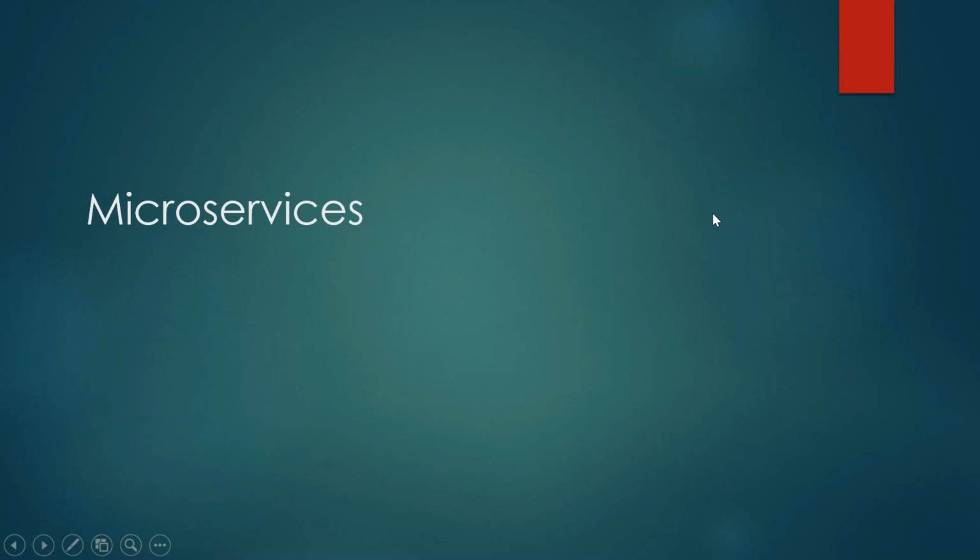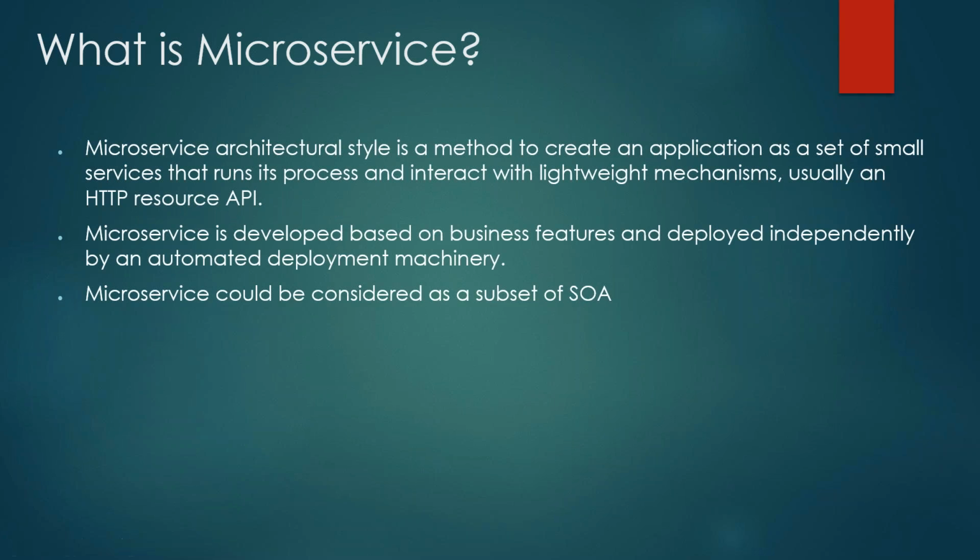And again, the definition is not given by me. It's something which I have taken from different books. Microservice architecture style is a method to create an application as a set of small services. Remember that it's an application architecture. It's not a service. You are not going to define a get customer service as a microservice and put customer as a RESTful service. No. So remove that concept from your mind. Microservice architecture is an architectural style, a method to create an application as a set of small services that run in their own process and interact with a lightweight mechanism, usually an HTTP resource API.